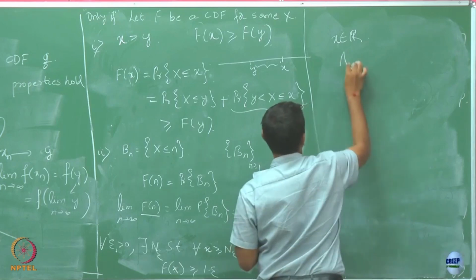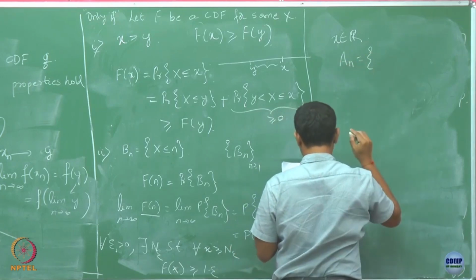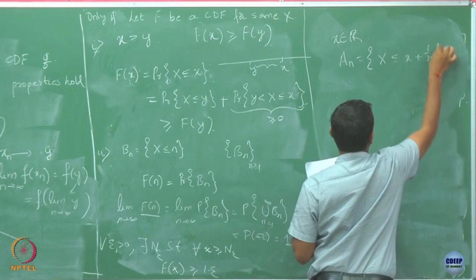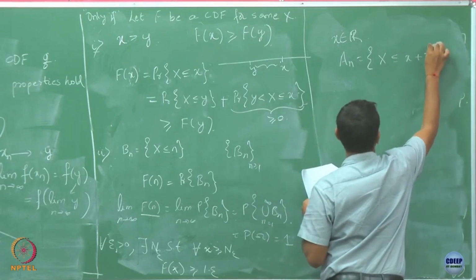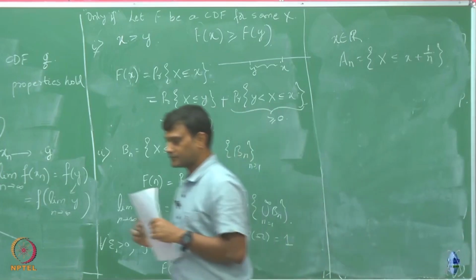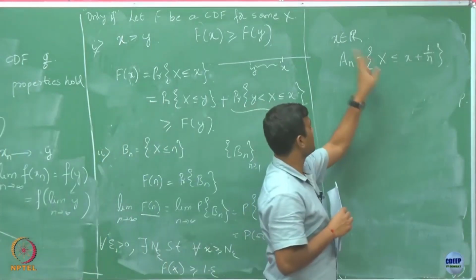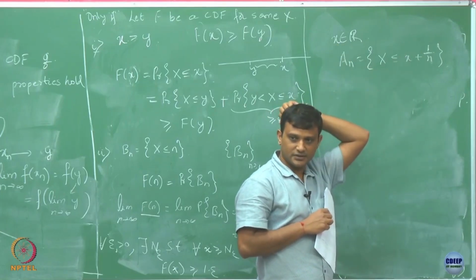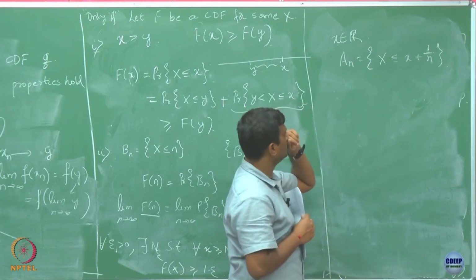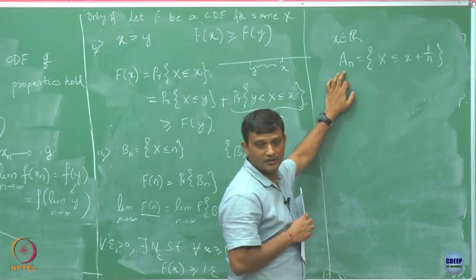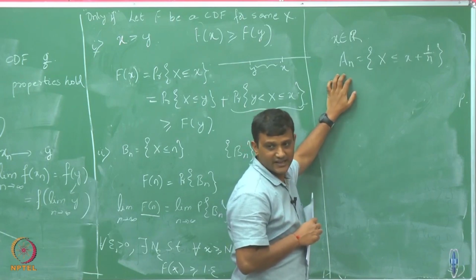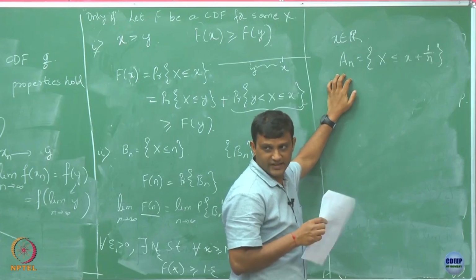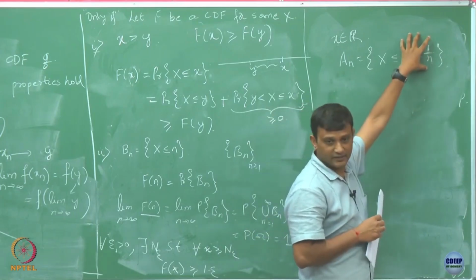So now I am going to define a sequence An equals to x less than or equal to x plus 1 by n. This x is the same point you have taken, and for any n I have defined a sequence like this. Now An is a set, right? Is this an increasing or decreasing set? It is going to be decreasing, right? As you increase n, this is going to be shrinking, x plus 1 by n.